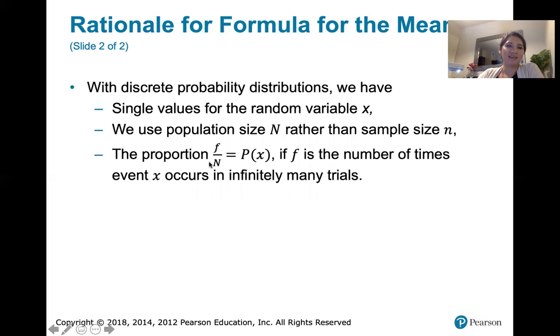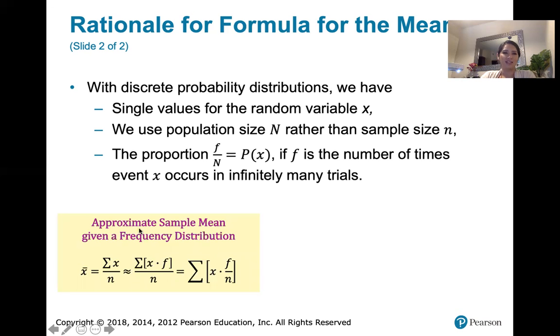Then in this case, that f divided by N, where we're using capital N in the denominator, is the probability of getting that value x of that random variable. This is where f would be the number of times that the event x occurs in infinitely many trials, because that's the true probability. That's that classical probability that we calculate and then put into our table. And after a really long time with infinitely many trials, according to the law of large numbers, that's exactly what we expect to get.